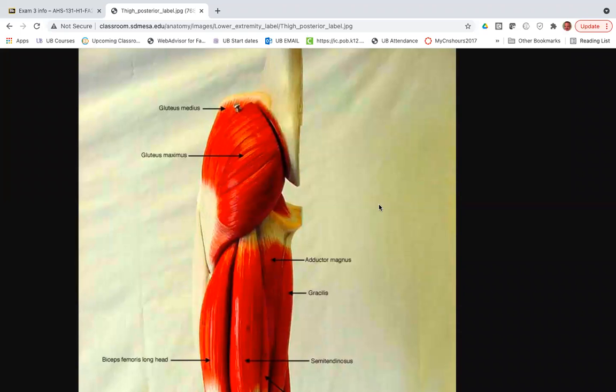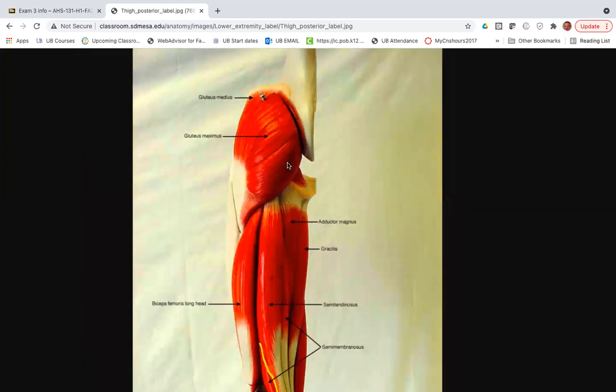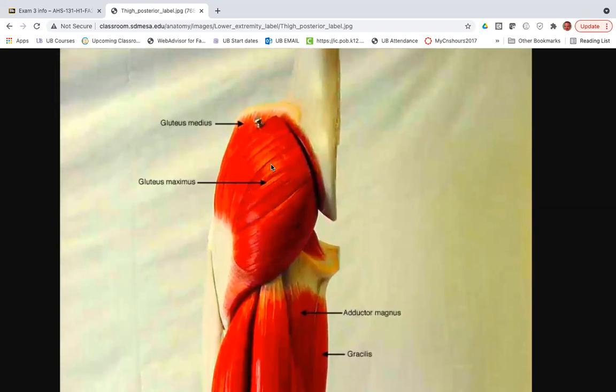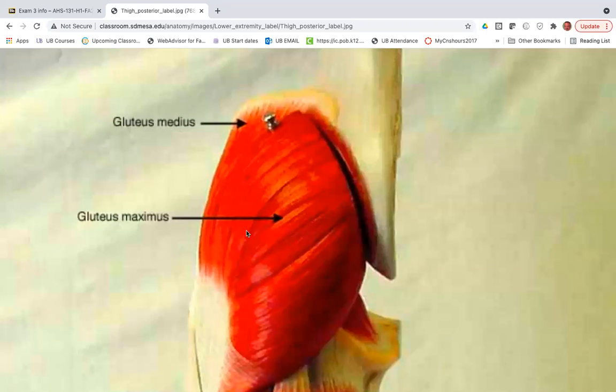Okay, this model, we're looking at the posterior thigh. Now, on the posterior thigh, we can see the large gluteus maximus, which is superficial. It's a primary hip extensor.